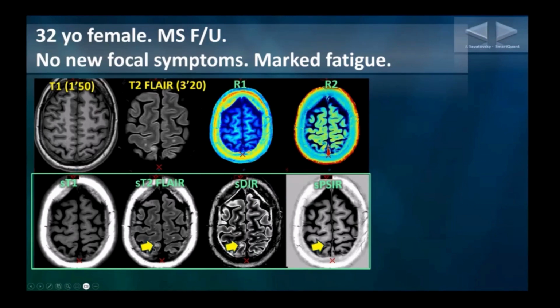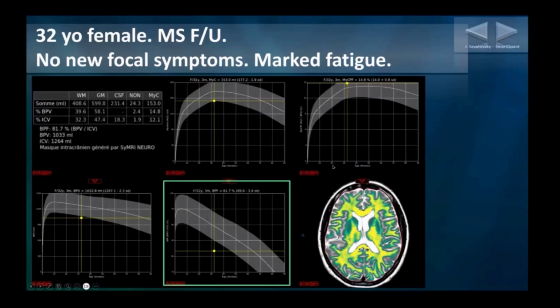And one of the things that makes it better visible is that we can have several additional weightings that we don't have in the conventional data set. I mean that the FLAIR, the double inversion recovery and the PSIR can be ordered as additional sequences, but it will take a lot of time. So in addition to those synthetic weightings, you will have several mappings that you can use for research, including R1 or T1 mapping and R2 or T2 mapping.